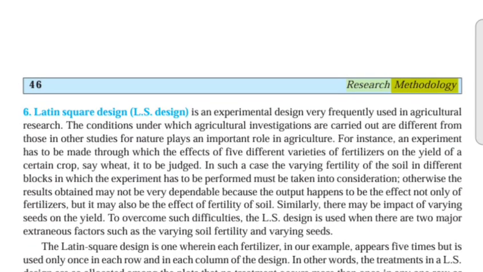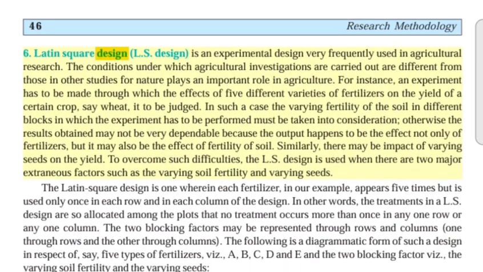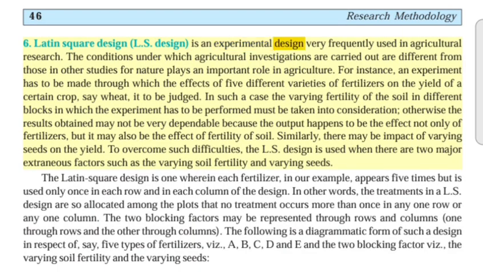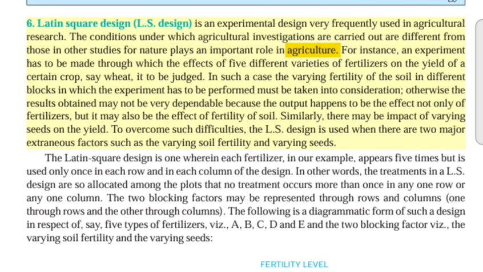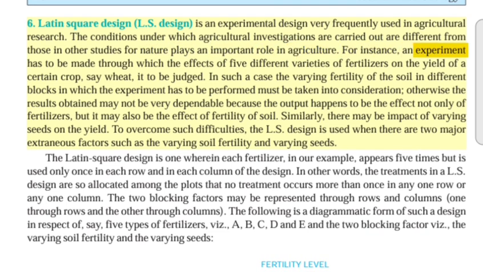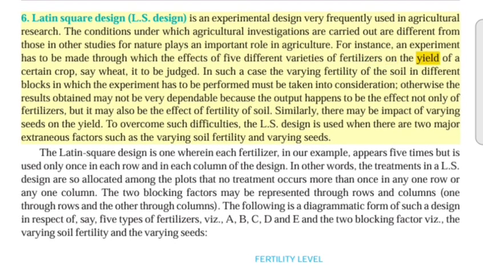46. Research methodology. 6. Latin square design (LS design) is an experimental design very frequently used in agricultural research. The conditions under which agricultural investigations are carried out are different from those in other studies, for nature plays an important role in agriculture. For instance, suppose an experiment has to be made through which the effects of 5 different varieties of fertilizers on the yield of a certain crop, say wheat, are to be judged.